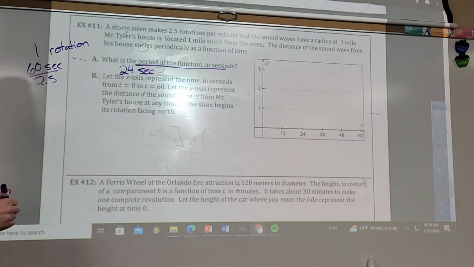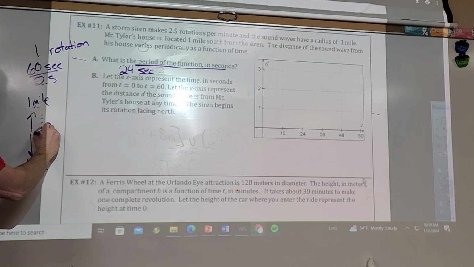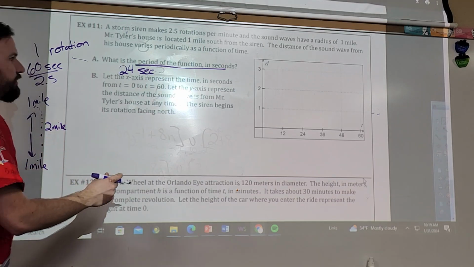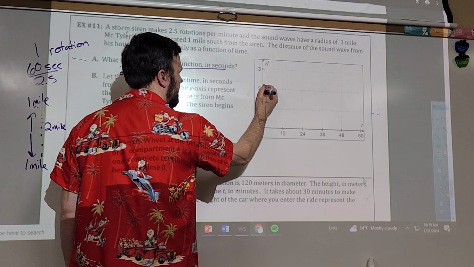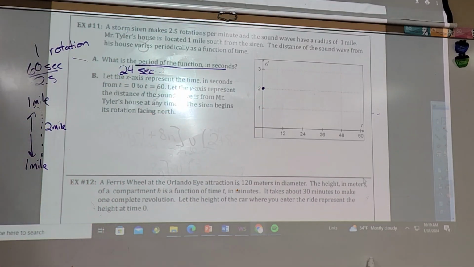So let's start it. If the siren is shooting sound a mile this way and their house is a mile this way, how far away is the sound from the house? So I'm going to start here at 2 miles. Sound good? Now it's going to start here.